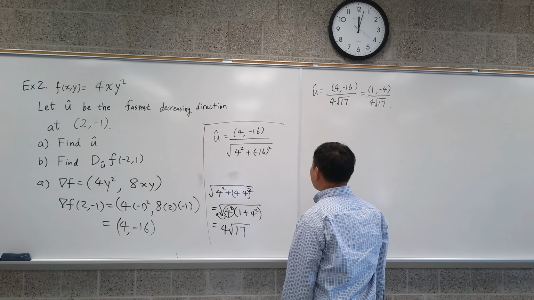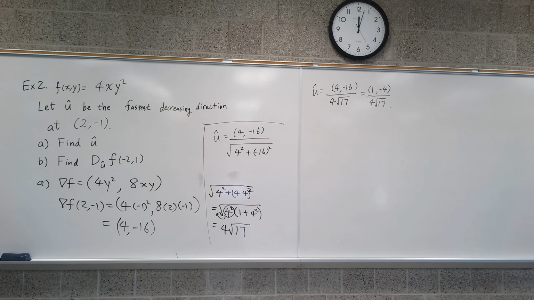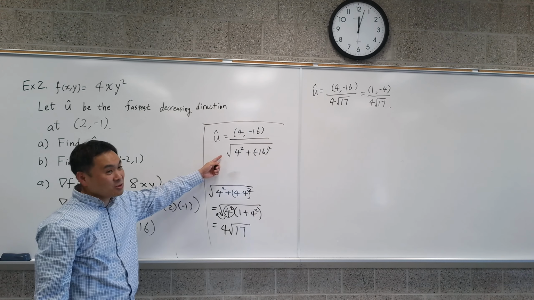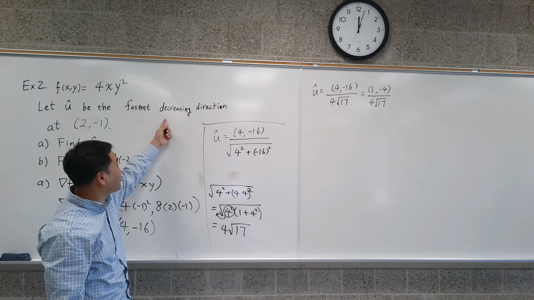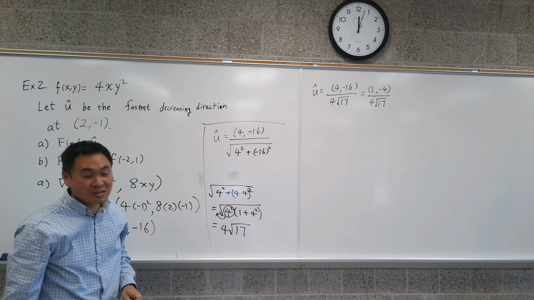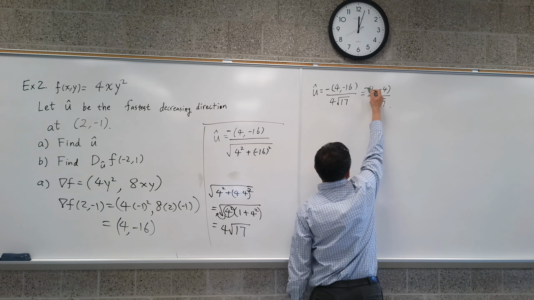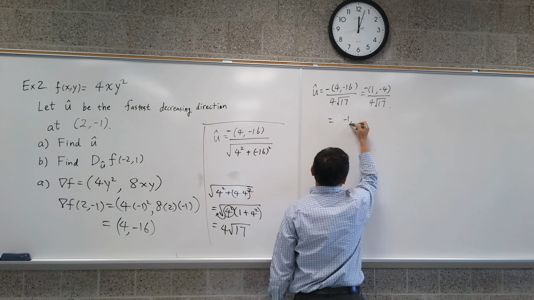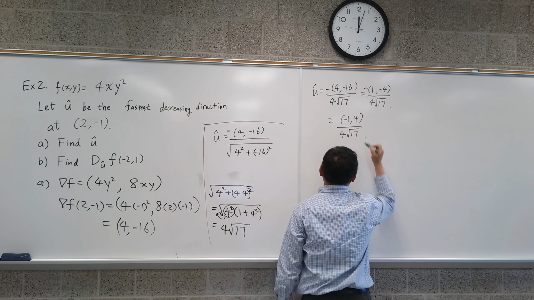Oh, is that the answer to A? It's not, right? What's the correct answer? I made a mistake. What kind of direction would this give you? The fastest increasing direction. We want the fastest decreasing. So what do you do? Negative. So that's going to give you negative 1 comma 4 over 4 times the square root of 17. That's what it is. Okay?